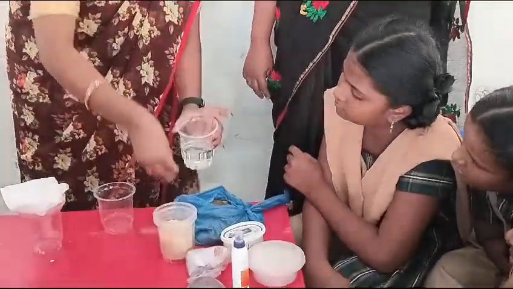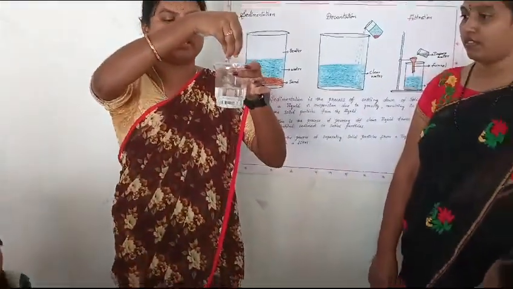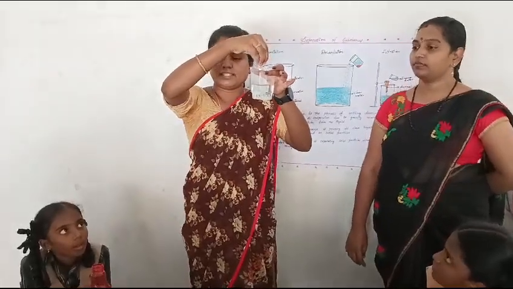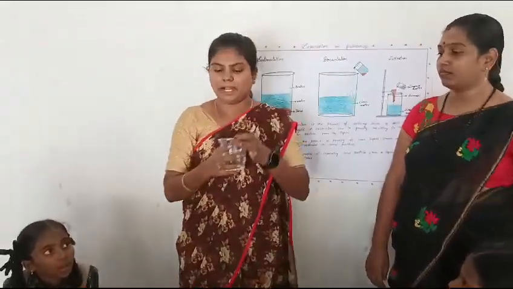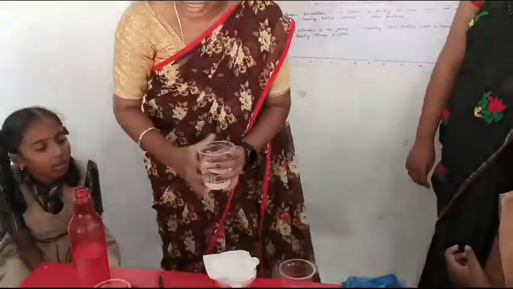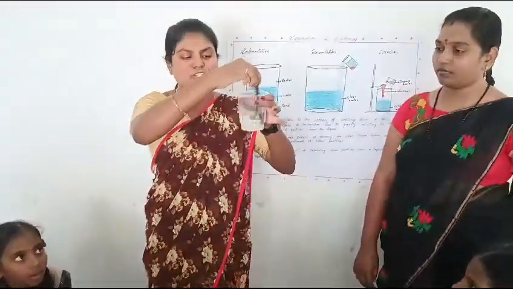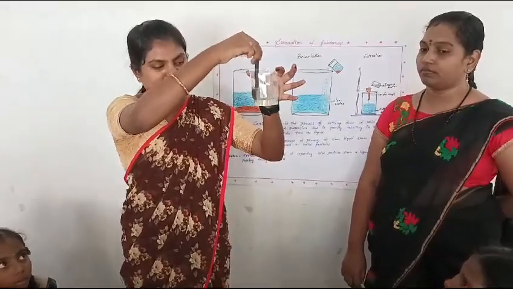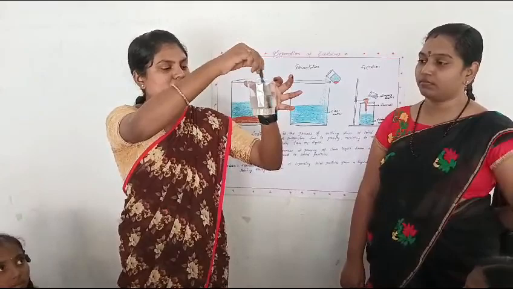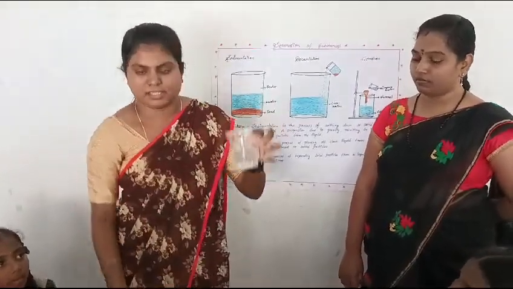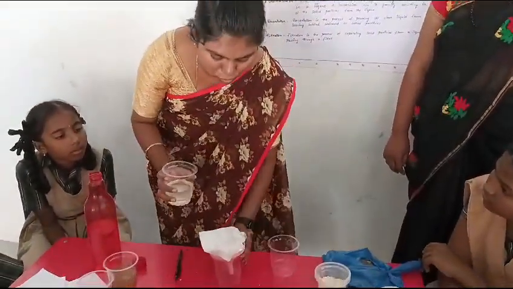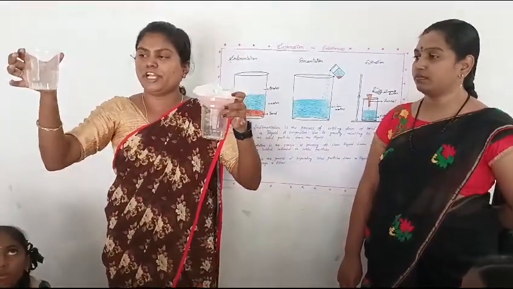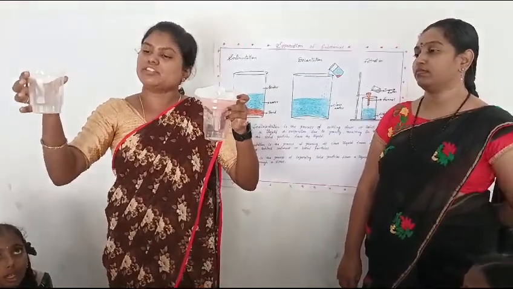So for this I am going to add some solid particles. Why am I adding solid particles? It is rice. Rice is also a solid particle. So now I am going to add it, and after that I am going to stir it. Why am I stirring? To mix the solid and liquid particles. So after stirring, I am going to filter it, for the purpose of separating the liquid and solid particles.